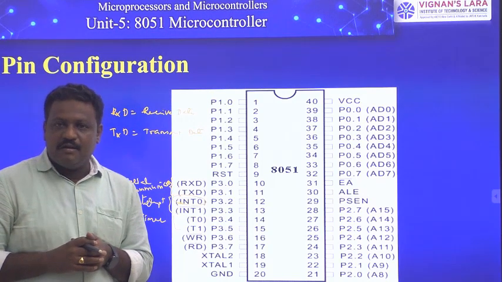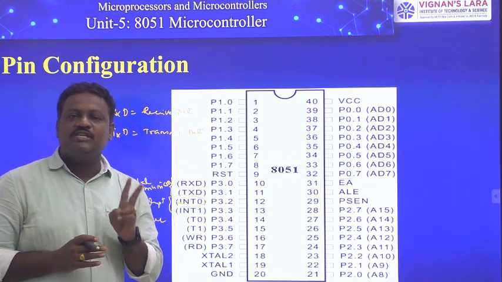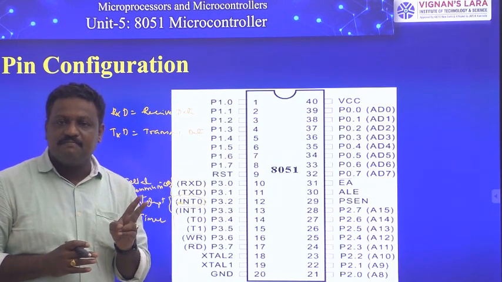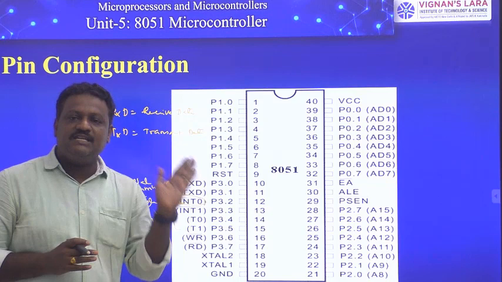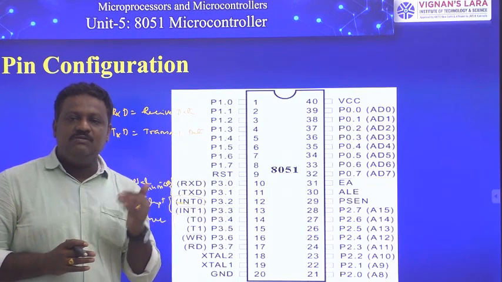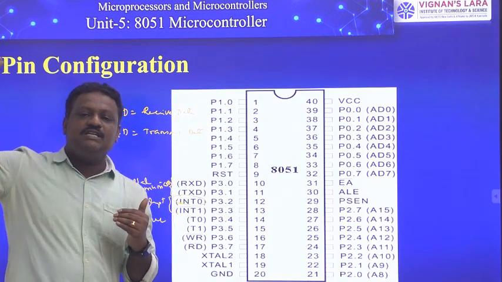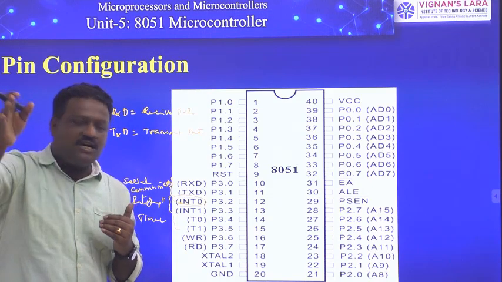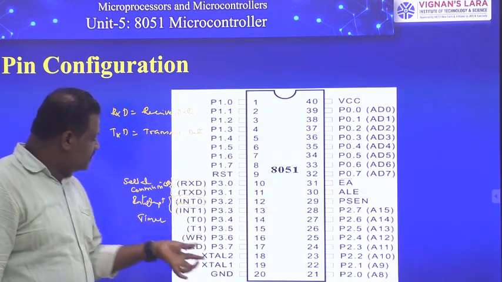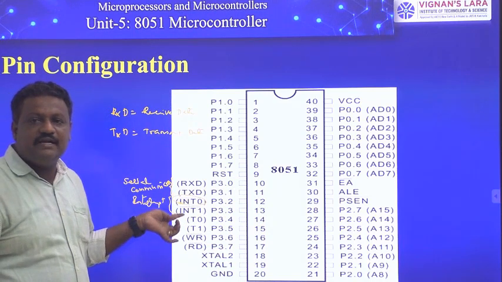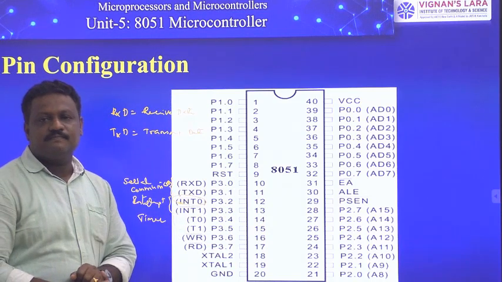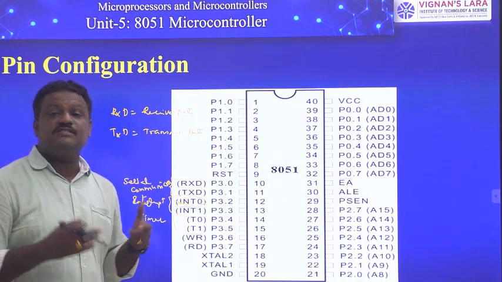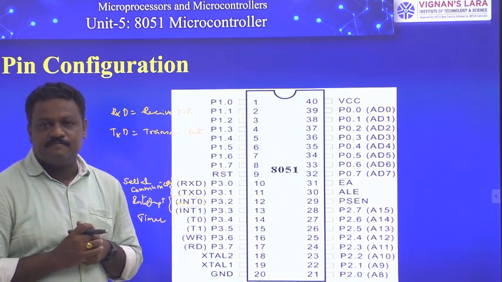I repeat, in 8051 there are two 16-bit timer/counters. Whenever they act as event counters, they count the clock pulses which are received from external devices, and those devices send their clock signals to our 8051 with the help of T0 and T1. These two are the timer related or counter related signals.